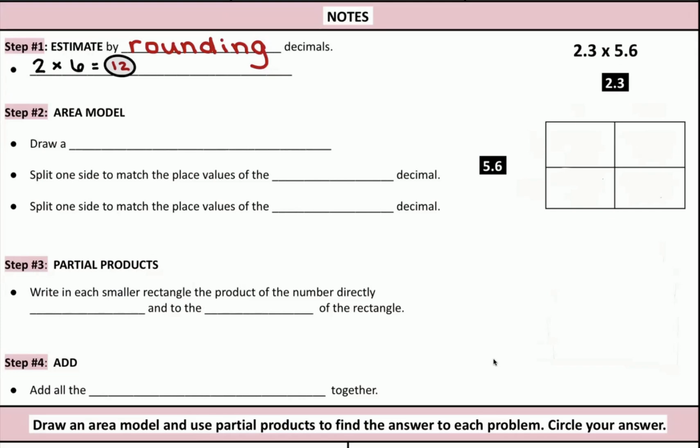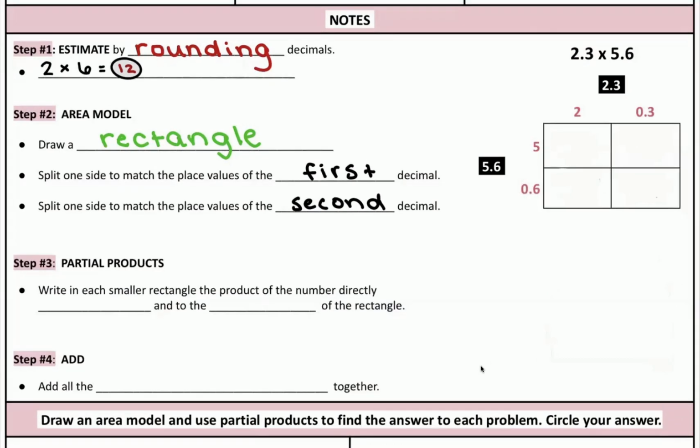The first step in drawing an area model is drawing a rectangle like you see on your notes. We're going to split one side to match the place values of the first decimal. Okay, so you can see 2.3 up here, our first decimal. And then on the other side, we'll write our second decimal, 5.6. Now, we are going to split up each of our decimals into partial numbers. Okay, so 2.3, we can split up into 2 and 0.3. And 5.6, we can split up into 5 and 0.6 or 6/10.